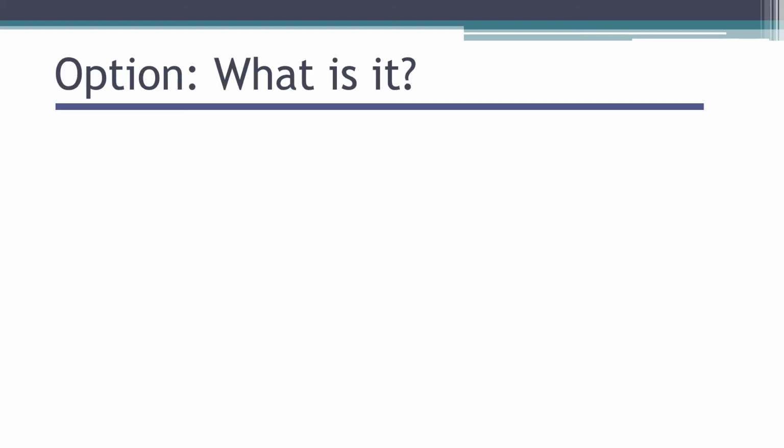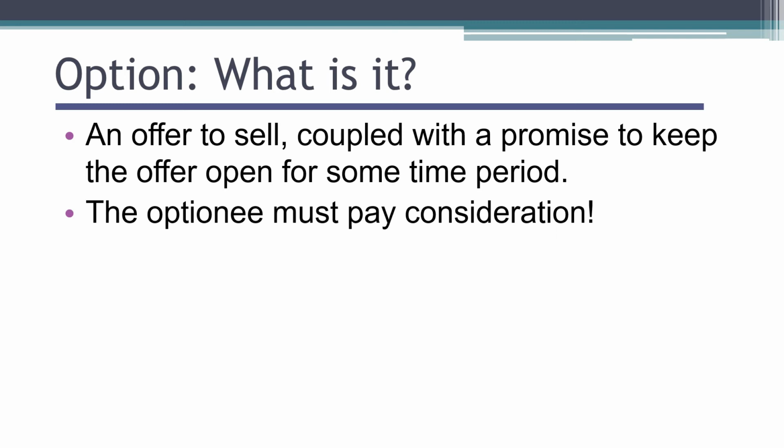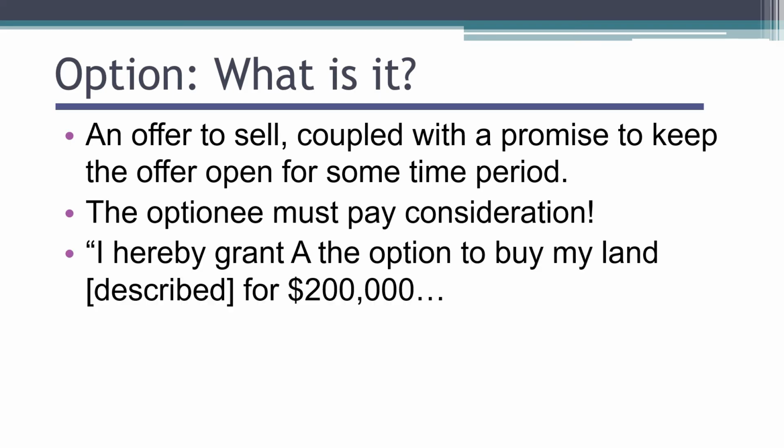We mentioned earlier that the rule against perpetuities applies to options. We need to talk a little about what an option is before we see how the rule applies to it. An option is an offer to sell somebody some property. Now, it's not a completed contract. It's only an offer to sell, but it's coupled with a promise to keep that offer open for some time period. The optionee has to pay consideration for that promise, and the courts will then specifically enforce the promise to keep the offer open so that it does in fact remain open and can be exercised by the optionee, the purchaser, during the time that the option specifies.